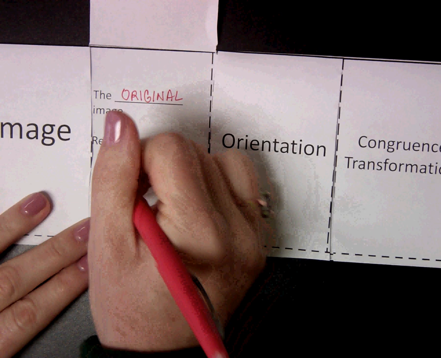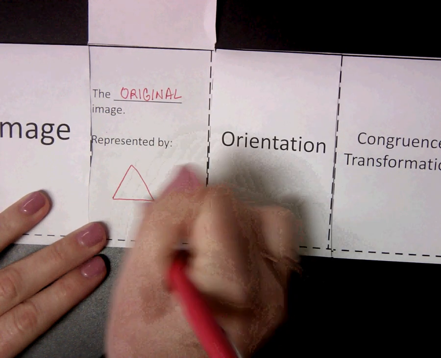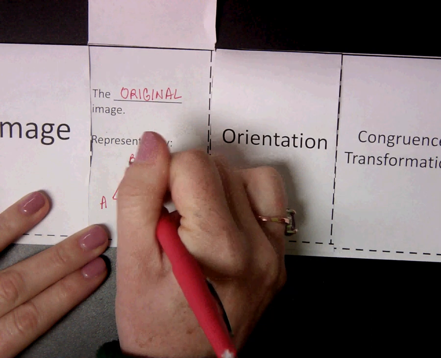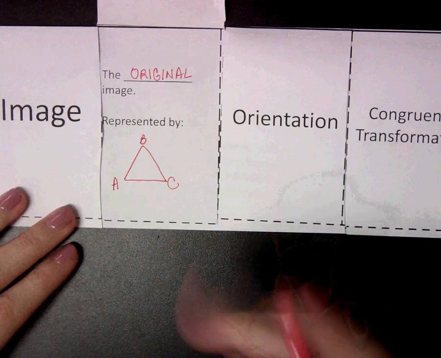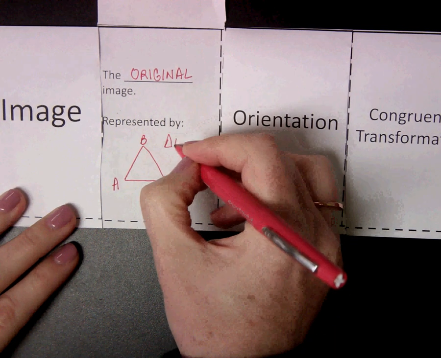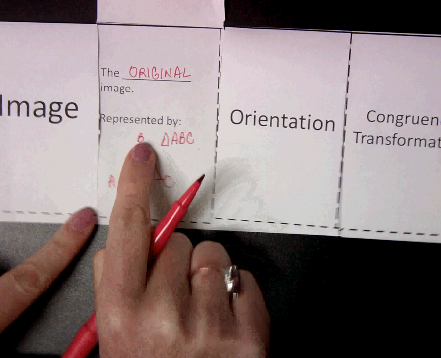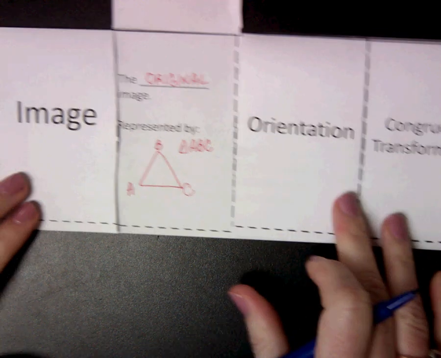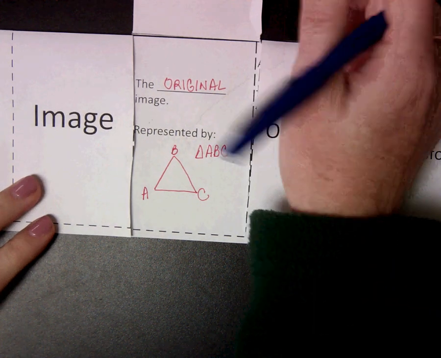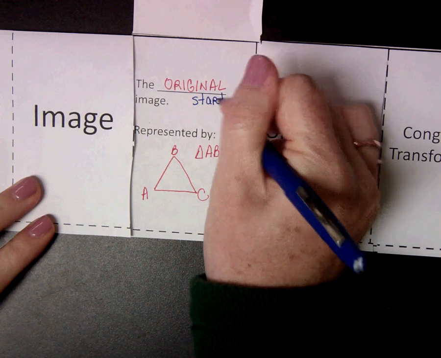When it's represented, for example, if I had triangle A, B, C, it's just represented normally. This would be triangle ABC. We know this is the original figure because of how it's labeled. And you might be asking, well, how can it be labeled differently? So let's look at what the image is. So the preimage is the original image. It's what we start with. It's what we begin with.